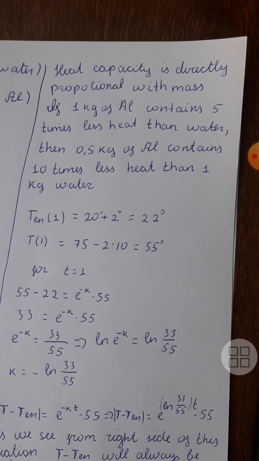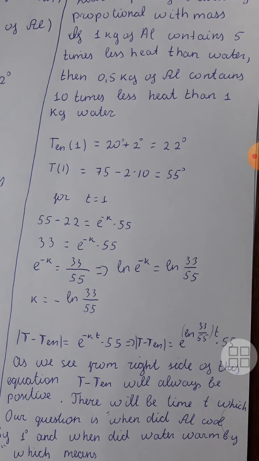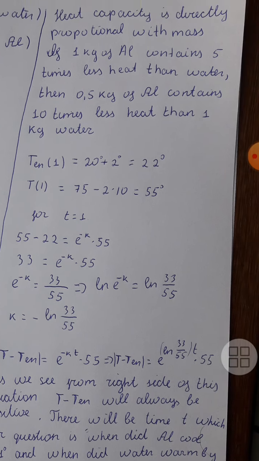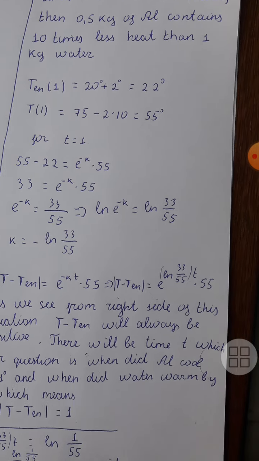Then let's try to find k. As we know, after 1 minute the temperature of water increased 2 degrees and became 22. We already stated here that water's heat capacity is 10 times more than aluminium's. So if the water increases 2 degrees, the aluminium in 1 minute should decrease its temperature 10 times more. Therefore, after 1 minute, the temperature will be 55 degrees.